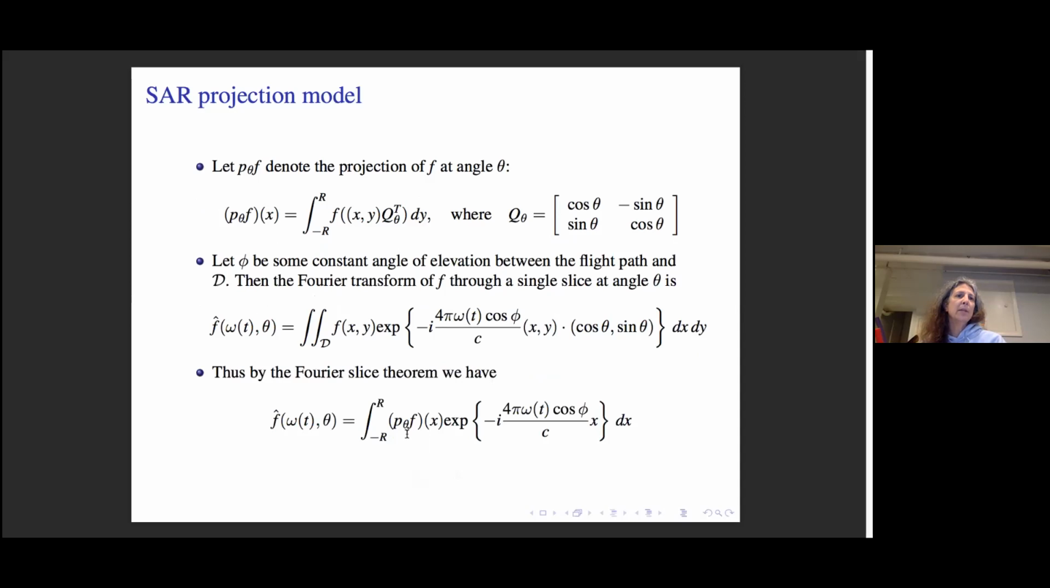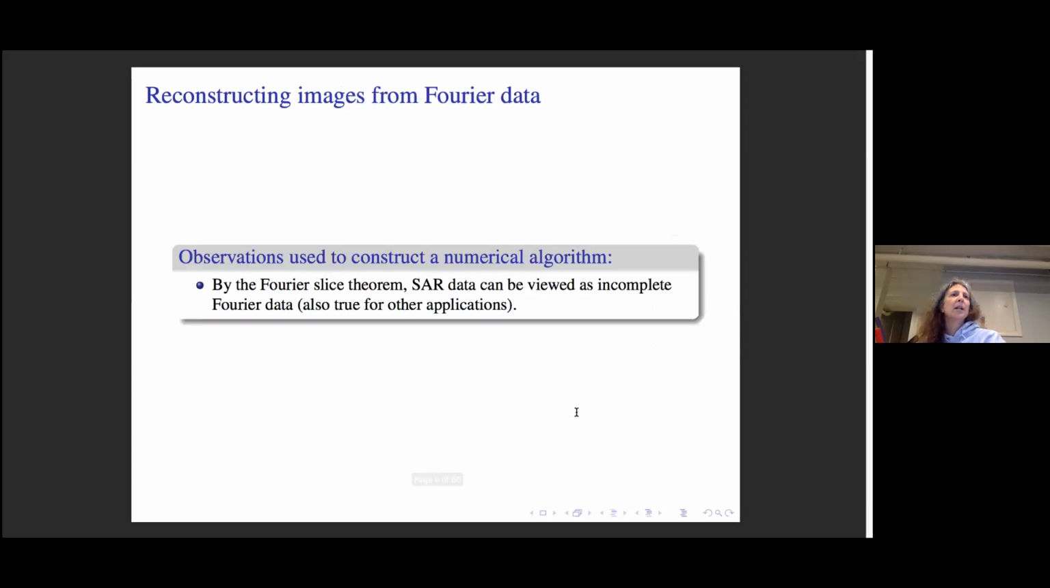So that means that, in fact, the phase history data, which we collect, essentially looks like Fourier data based on these angles, given a particular elevation phi. All right, so that's the setup. And of course, it's more complicated than that, but for our purposes, this is fine. But at the end of the story, in terms of the model, you can view the problem as trying to recover an underlying image from incomplete Fourier data.